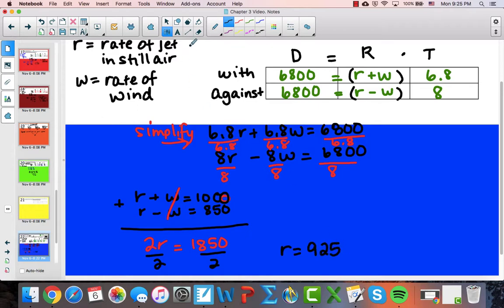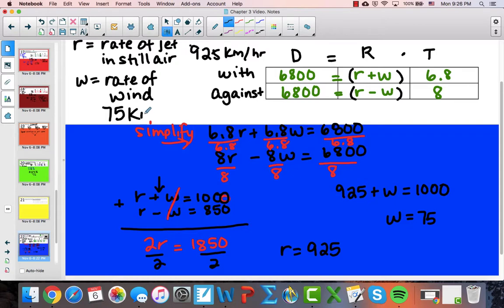That's the rate of the jet, 925 kilometers an hour. All right, now I've got to get the rate of the wind. Well, I'm going to plug it into this equation right here. So 925 plus the wind has to equal 1,000. So that makes W 75. So the wind was 75 kilometers an hour.